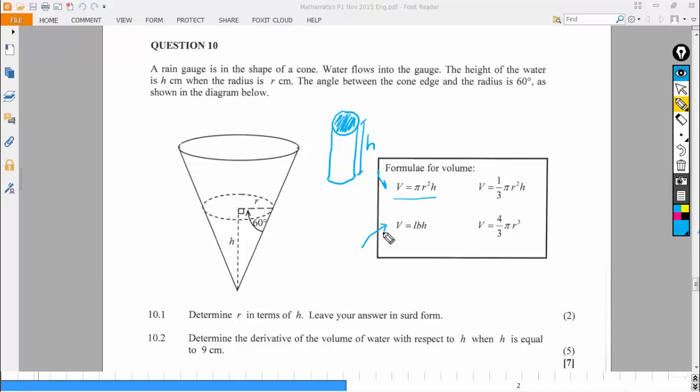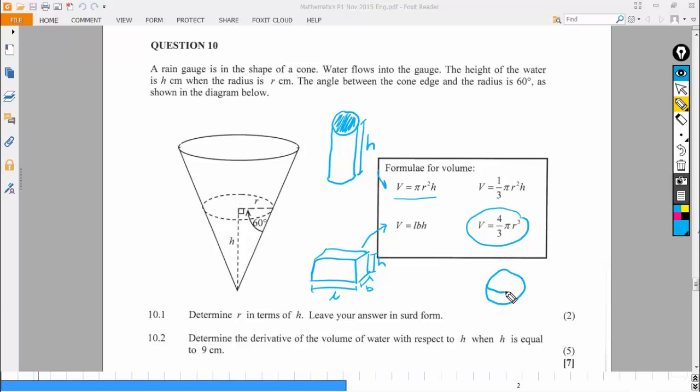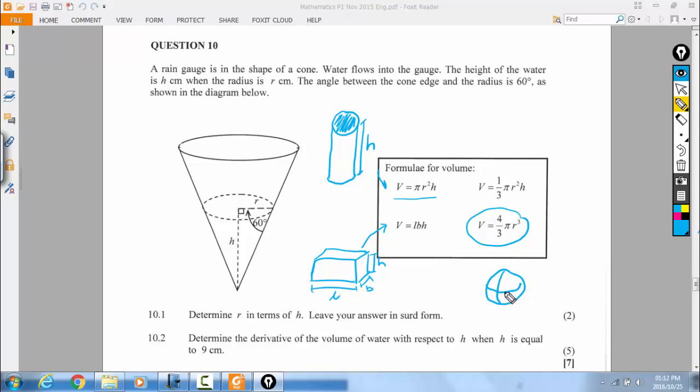Length times breadth times height you should recognize as a rectangular box. Length times breadth times height, you should recognize that. And then this one with a cubed is the volume... No, I can't draw that. Maybe I can. That is the volume of a sphere.